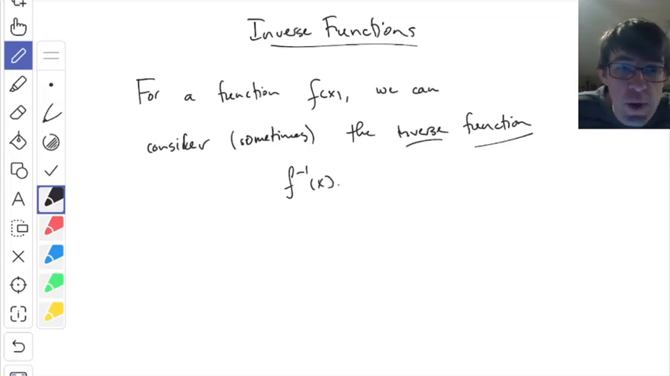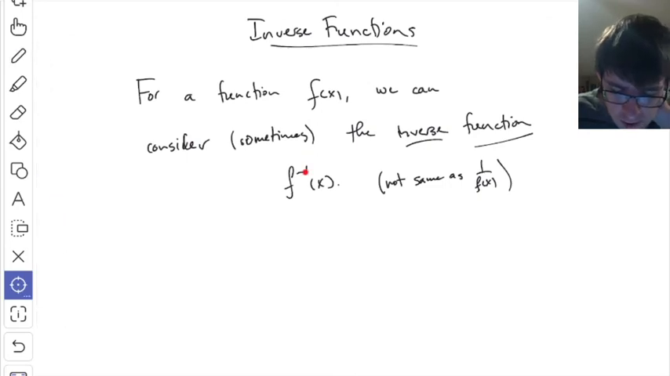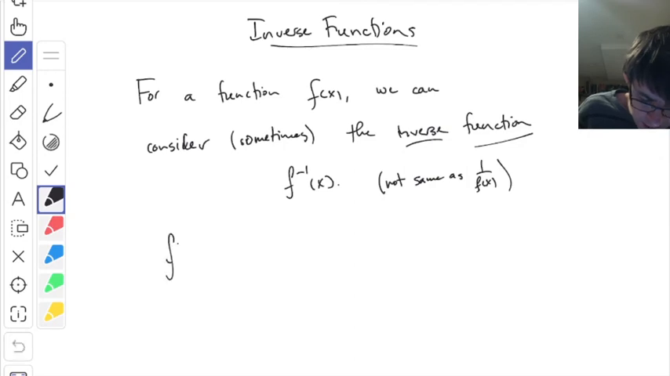That little -1 up there means f inverse. In this context, the -1 looks like an exponent, but this does not mean 1 over x or 1 over f of x. It means the inverse. This is not the same as 1 over f of x, even though it looks like it. This is a sort of overloaded notation. This little -1 sign in this context means f inverse, which is not the same as 1 over x.